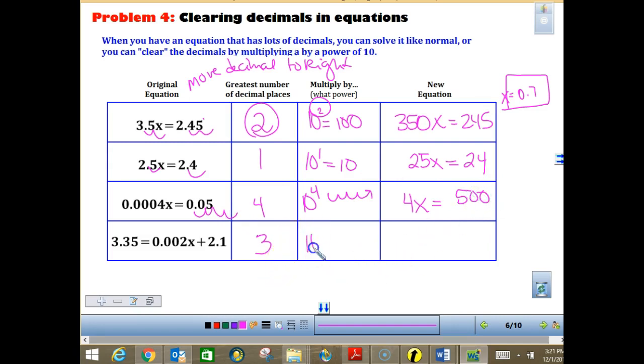We're going to go 10 to the third, which means we're moving it 3 places to the right. Tell me what's the first number going to be? Yes. Equals, Jaden, what? 2x. Yeah, that's in the last one. 2100.